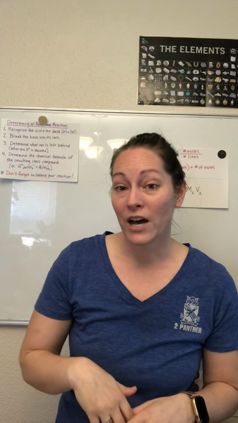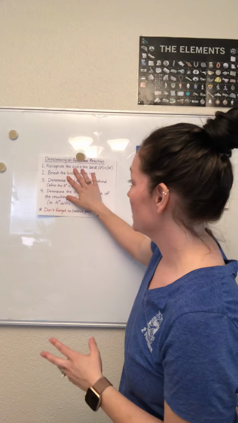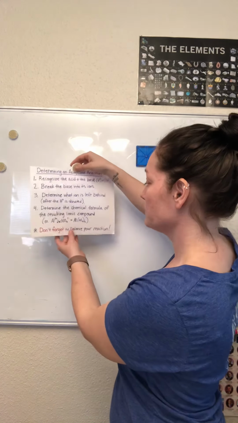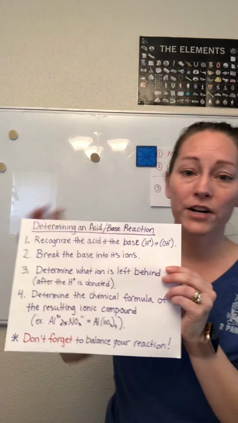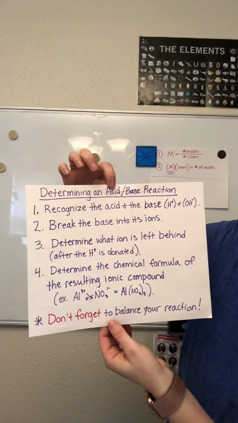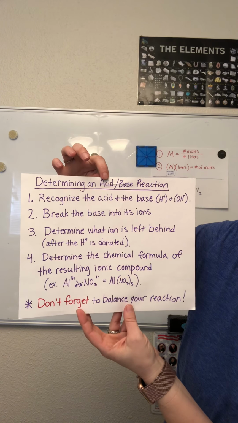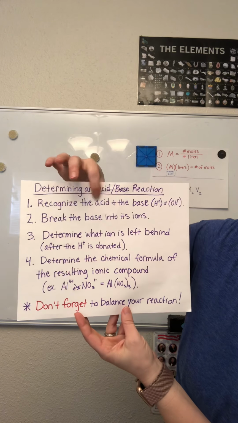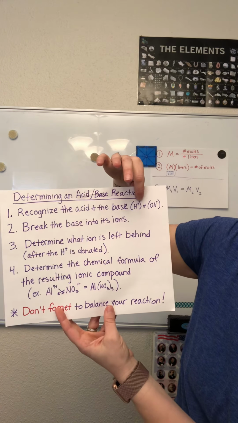So real quick before we hop into molarity, I'm going to show you the list that I forgot to show you last time. This will help. And this is already in your book. I just broke it down so it's a little bit easier to see. Okay. So this is just the steps you would take on determining an acid-base reaction. Okay. So first you would recognize what's the acid and what's the base. So you're looking for what's the H plus, what's the OH negative.